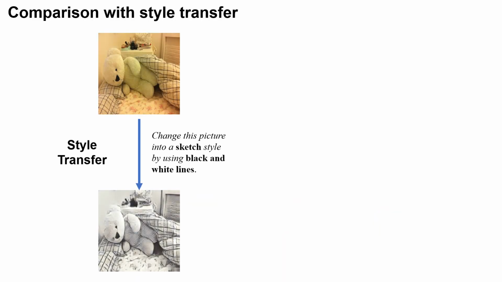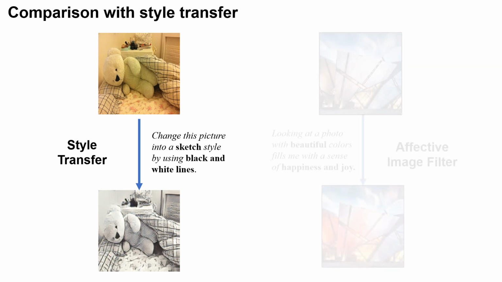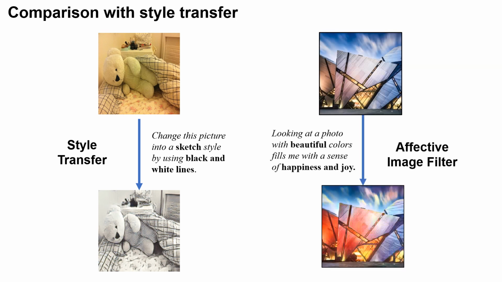Compared to image style transfer methods, which generate images based on visually concrete colors and textures from a reference, the AIF algorithm aims to understand visually abstract emotions from text and images.